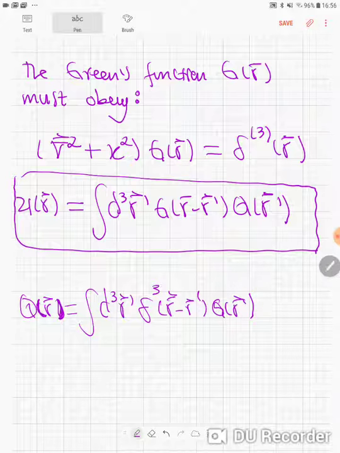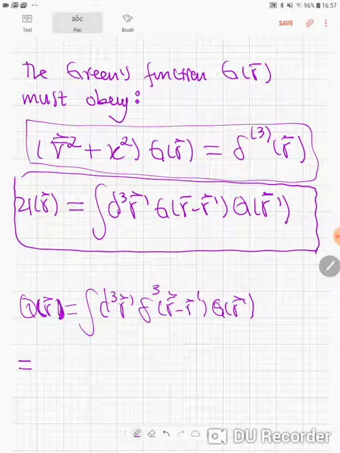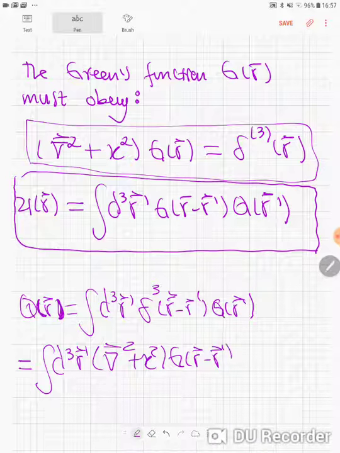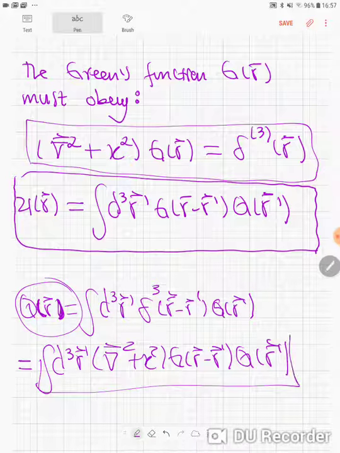So then q of r comes out to be, if I replace this delta 3 of r minus r prime from this equation that is satisfied by the Helmholtz equation, q of r is equal to this integral over d3r prime, Helmholtz equation Laplacian plus k square G of r minus r prime, times q of r prime. So then this is basically what we have as the source in terms of the Green's function.